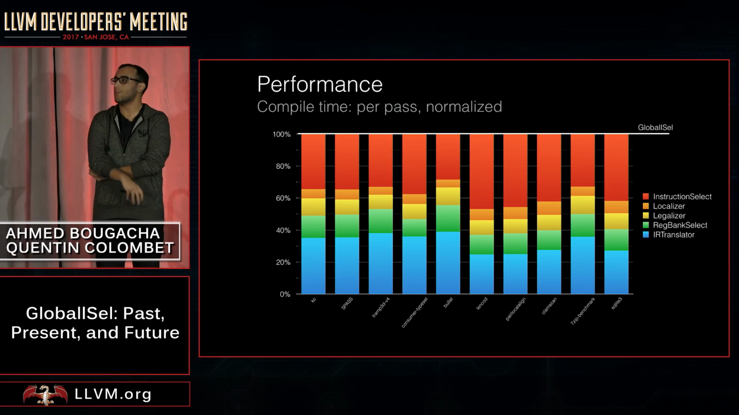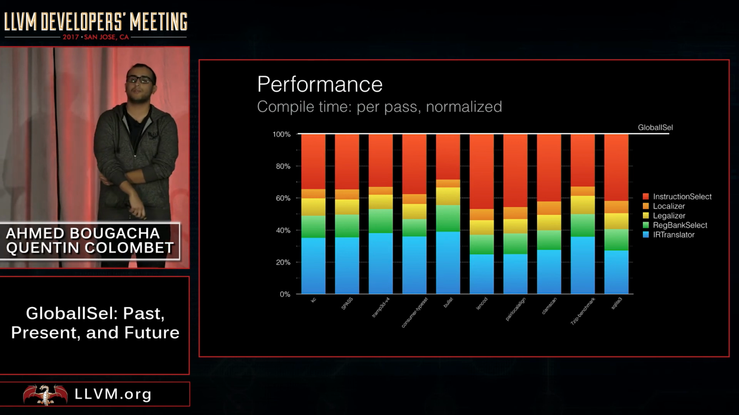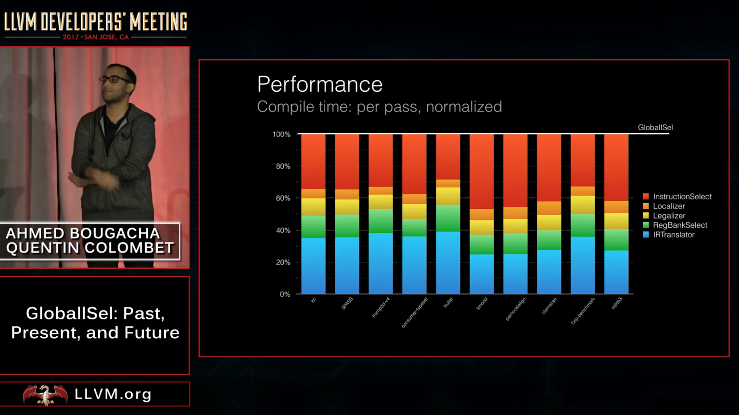So for instance, we write a lot of these by hand, and we also have some dynamic component to map them to instructions. And we think that we can generate a lot of that with TableGen and stop paying this cost for regbank select at O0.